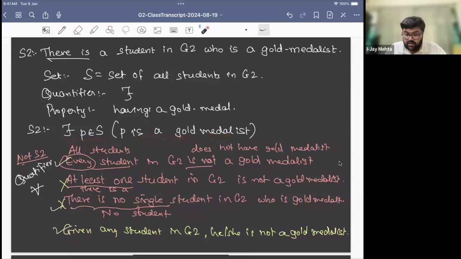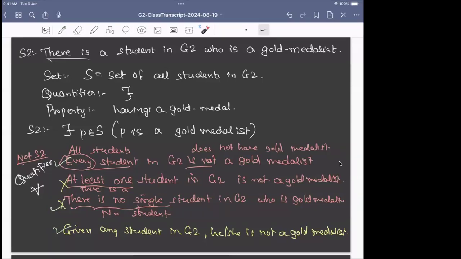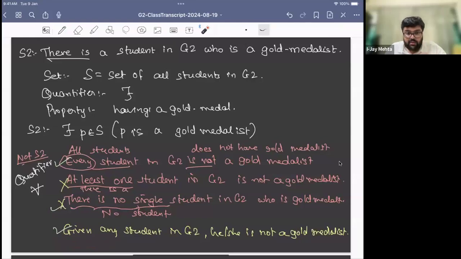Here, what we are asking is, when will it be false? We have to get an answer from every student, given any student. And what should be the answer? It should not be "I have a gold medal." The answer should be "I do not have a gold medal." So given any student in G2, he or she does not have a gold medal. So this is the better way of writing the negation or speaking the negation, right?